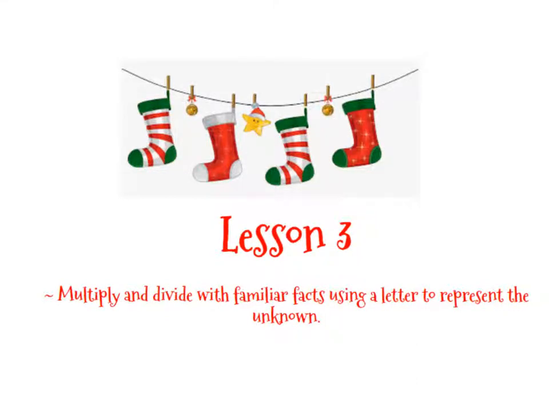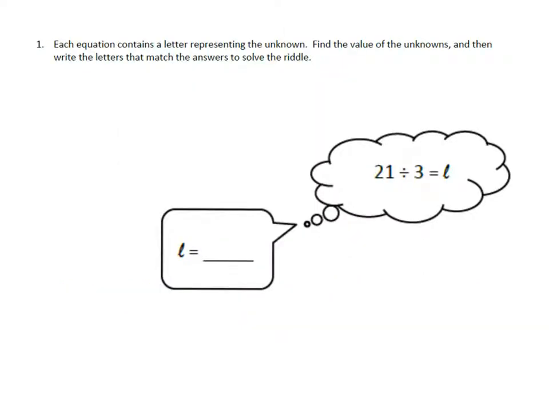Good morning. For Lesson 3, we are going to multiply and divide with familiar facts using a letter to represent the unknown. Let's take a look at number 1. Let's look at the one where it has a cursive L. Each equation contains a letter representing the unknown. Find the value of the unknowns and then write the letters that match the answers to solve the riddle.